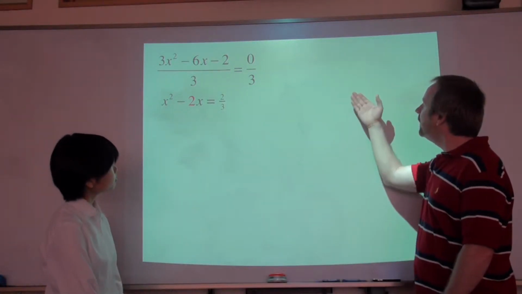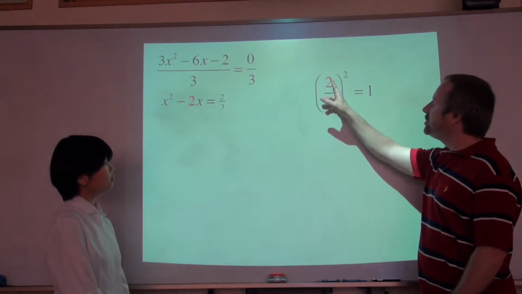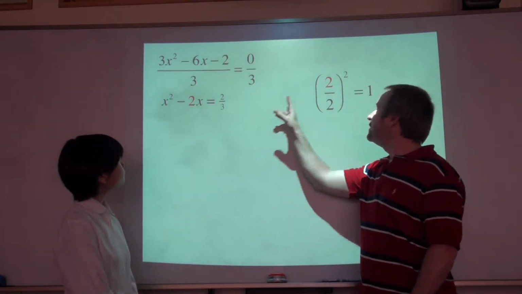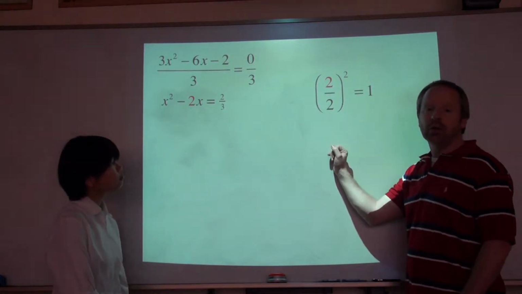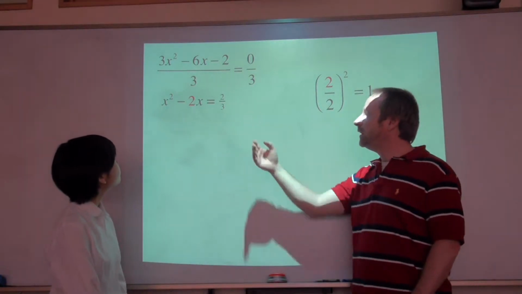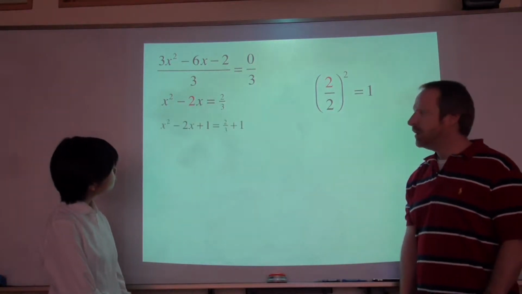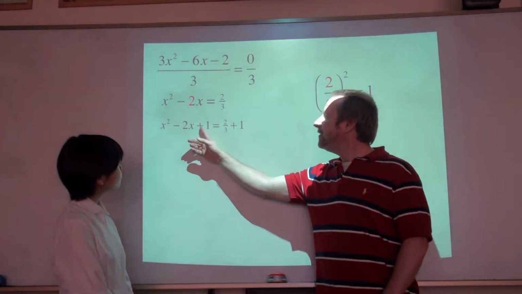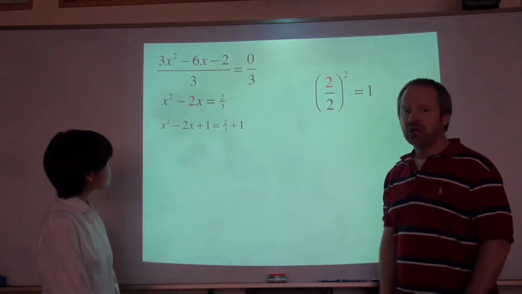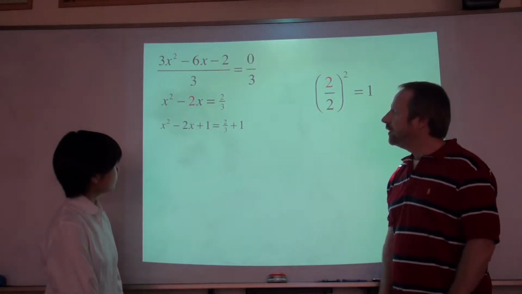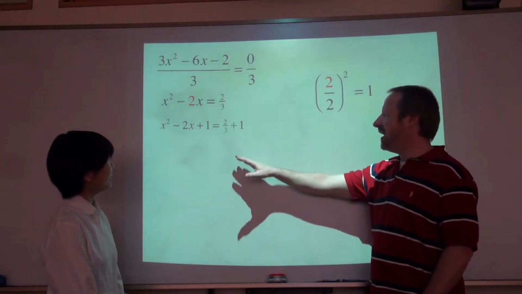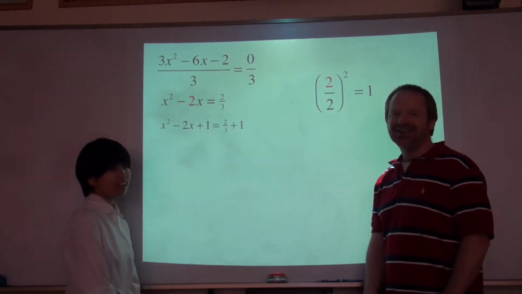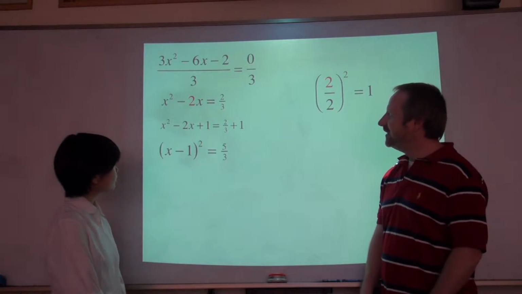And Risa, what are we going to add to both sides? 1. Very good. And over here, this is what Risa did. She took the number in front of x, she divided it by 2, and she squared it. And she gets 1, so we add 1 to both sides. Now, what does this left-hand side factor to, Risa? X minus 1, squared. And 2/3 plus 1? 5 over 3. Okay, good.